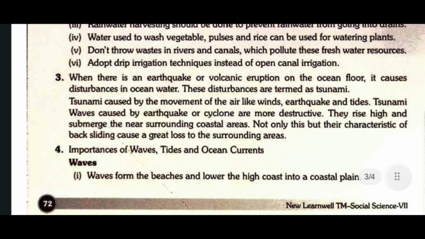Then come to the question number 3. What are tsunamis? How do they cause destruction? So when there is an earthquake or volcanic eruptions on the ocean floor, it causes disturbance in the ocean water. These disturbances are termed as tsunami. Tsunami caused by the movement of air like winds, earthquake and tides. The tsunami waves caused by earthquake or cyclone are more destructive. They rise high and submerge the near surrounding coastal areas. Not only this, but their characteristic of backsliding causes a great loss of the surrounding area.